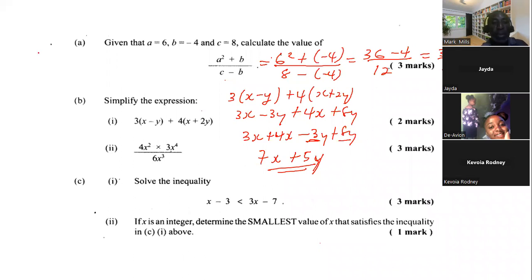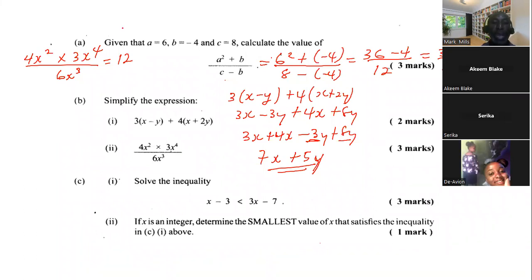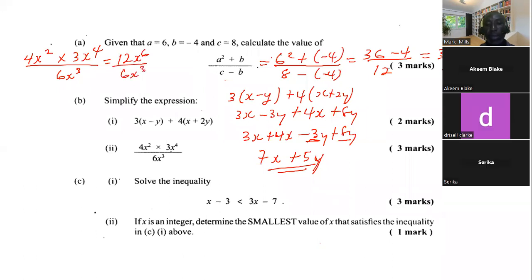The next one, right? How do I work out 4x squared times 3x to the 4th power? So what we do here, we multiply the 3 times the 4, which will give me 12. Then we have x squared times x to the 4th. They have the same base, so you add the powers, so that will be x to the 6, divided by 6x to the third power.